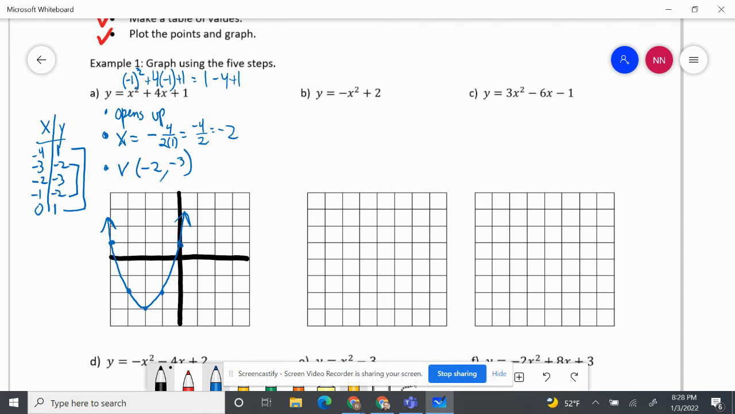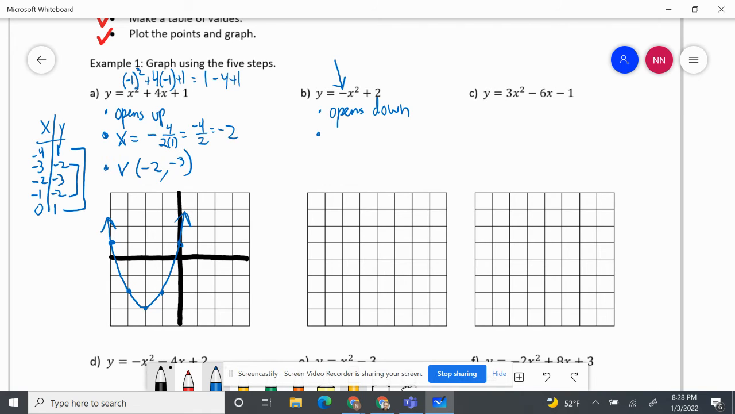And that right there is our graph. So looking at letter B, we're going to do the same thing. Our first step is looking at our A value. We see that it's negative, so that tells us it opens down.